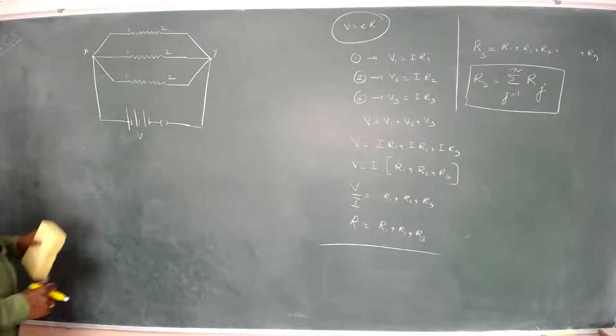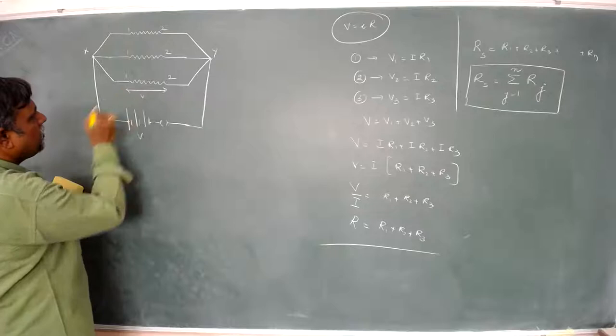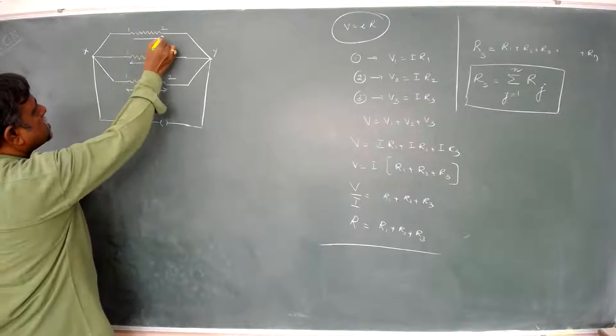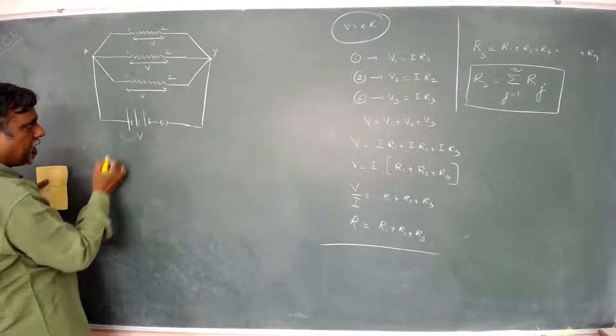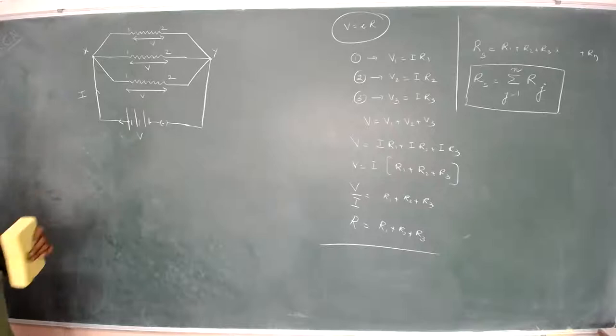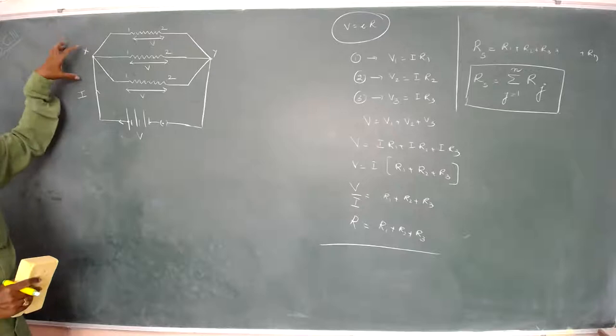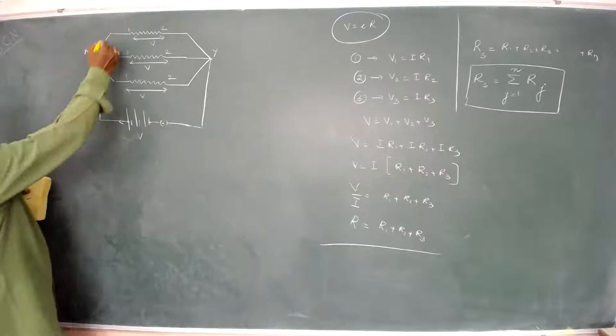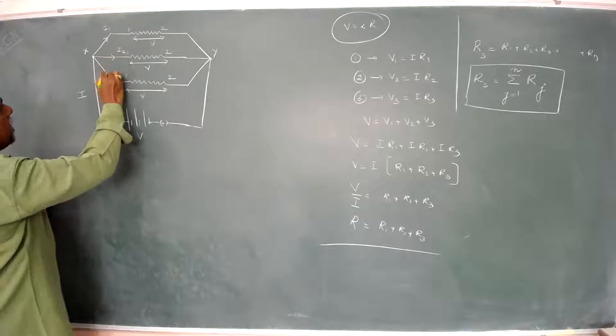Therefore, when this is V, even across this resistor the same potential will be there, and across this one too, and across this one too. But what will be different? The moment you plug in the key, electric current I passes. For the electric current, this becomes a junction. At this junction, the electric current will split into three branches. Across this branch there is I1, across this one I2, across this one I3.